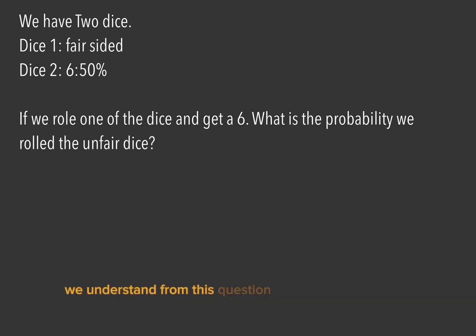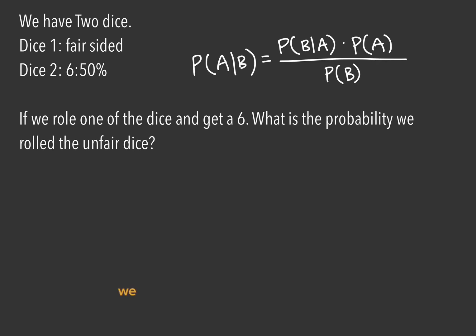We understand from this question two events happening. We first pick a die and then we roll it and get a 6. Those are our two events in the question. To answer this question, we will need our Bayes' theorem formula.